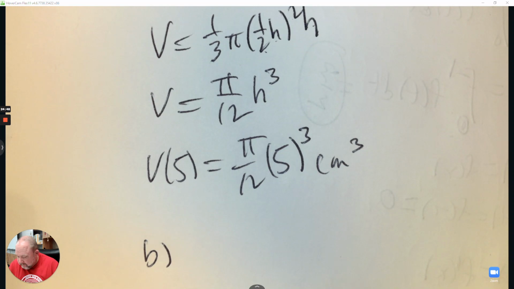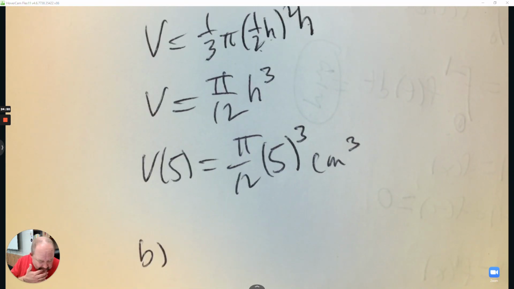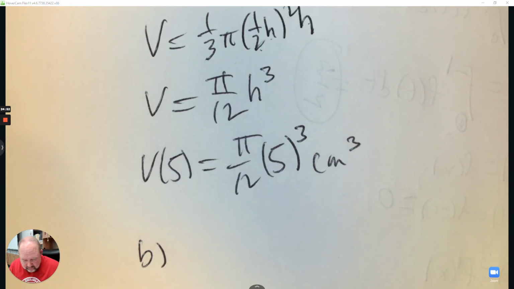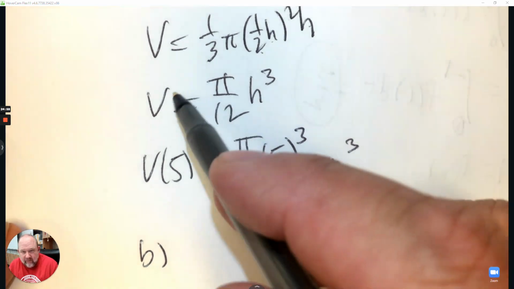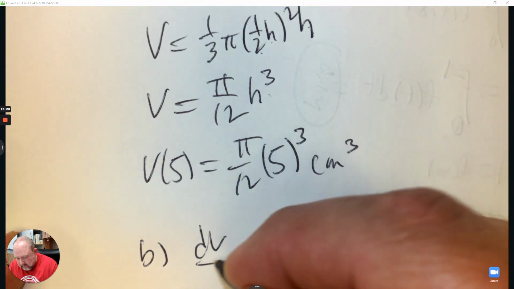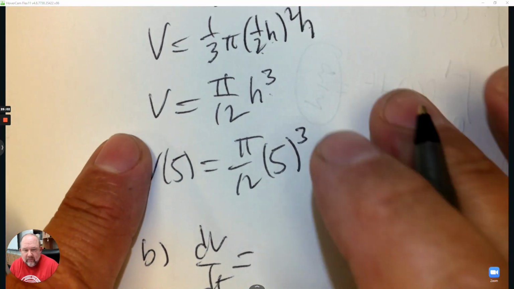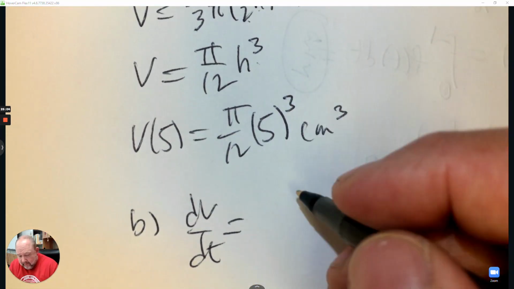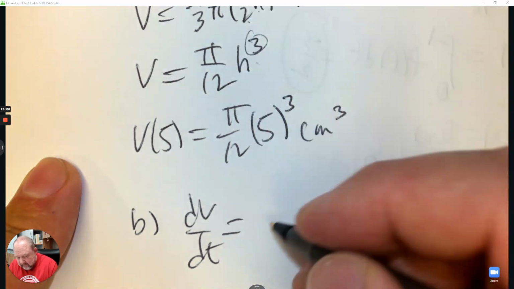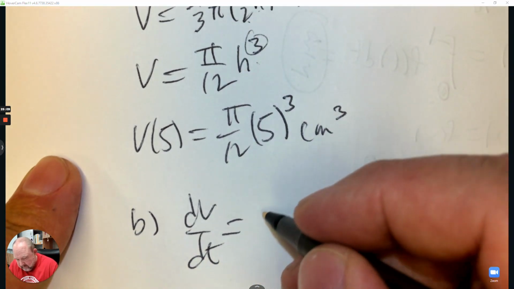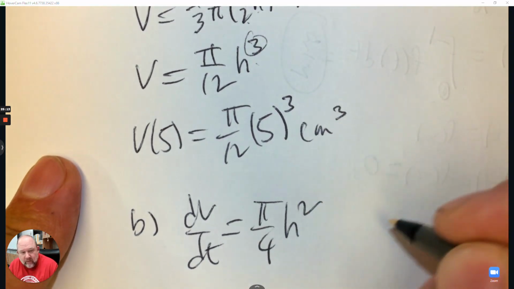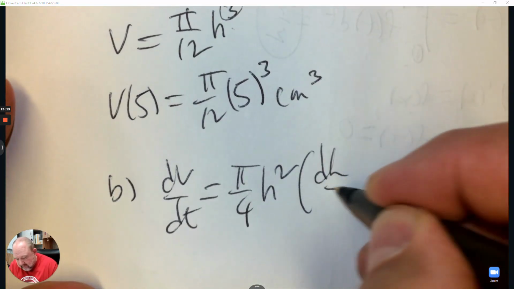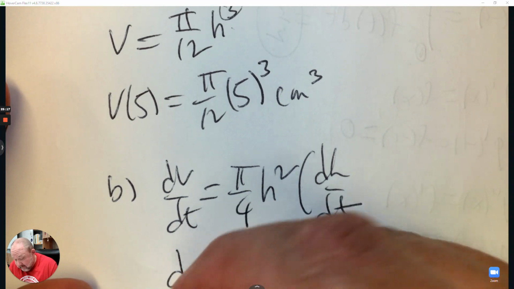B. It says, find the rate of change of the volume. That's the derivative, with respect to time when height is 5. So I want to take the derivative of this. I've already done the hard work of that. So the derivative of the volume with respect to time. The derivative here is 3 times that. The 3 goes into 12 4 times. Subtract 1 from the exponents, and then we need the hook dH by dt. And then we're going to plug in what we know.